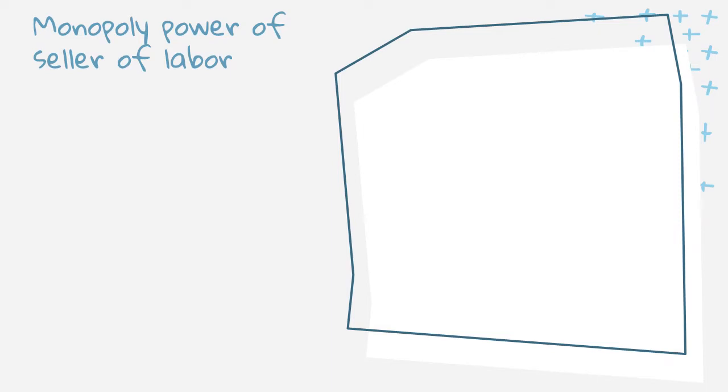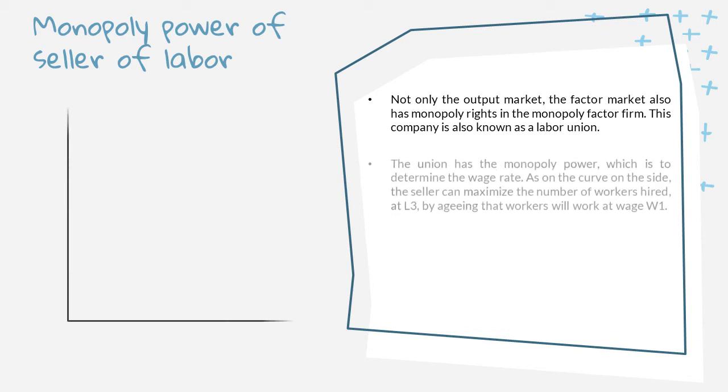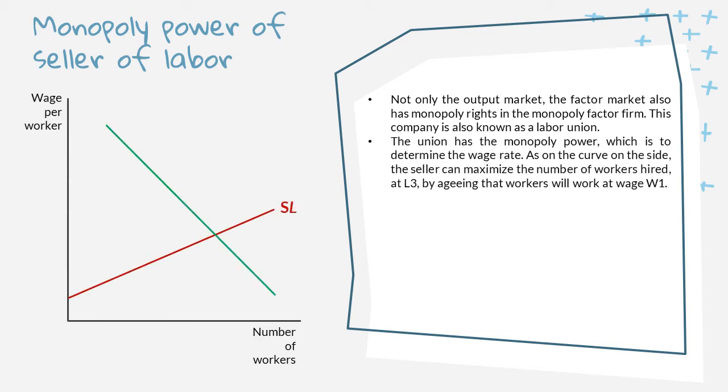Now, we will talk about the monopoly power of sellers of labor. Not only the output market, the factor market also has monopoly power, in the monopoly factor firm. This organization is also known as a labor union. The union has the monopoly power to determine the wage rate.